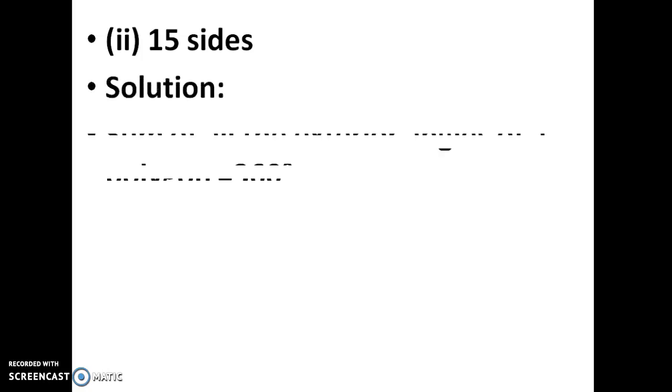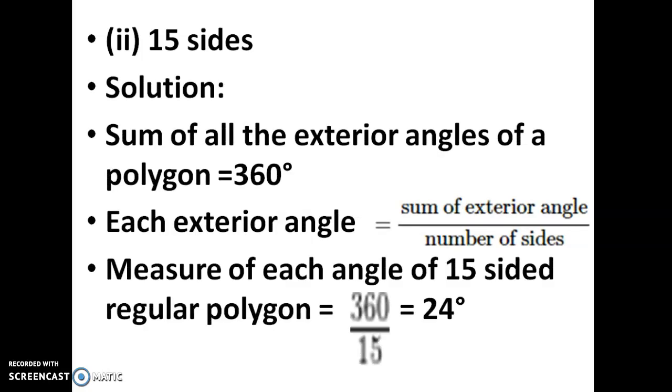Then the next subdivision is 15 sides. Okay, same procedure, but the only thing is 360 divided by 15. That calculation we have to do. We will get 24 degrees. That's the answer. Okay.